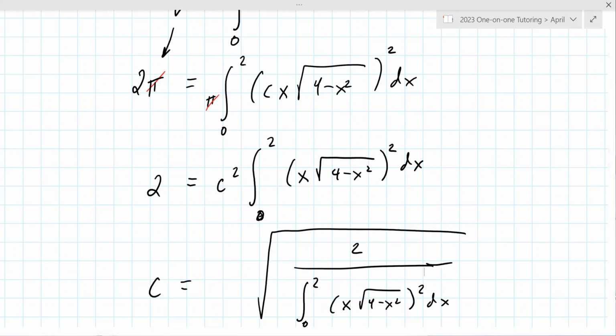Okay. Where'd you get the 2 in the numerator from? Over here on the left. Oh, like, think of this integral as a number, whatever it is, you're dividing by it, and then square root of the whole thing to find c. I guess it's plus or minus. I don't really know if that matters. Okay.